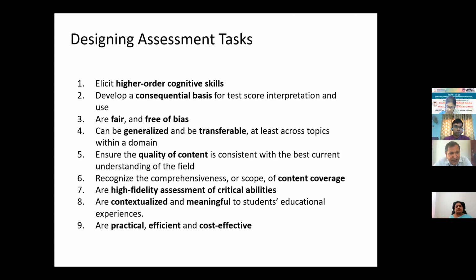It has a high-fidelity assessment of critical abilities. It is contextualized and meaningful to the students' educational experience, and it is cost effective. So it will not be affected by whether the student is a low achiever or a high achiever. It should be for everyone equally. You have to see.